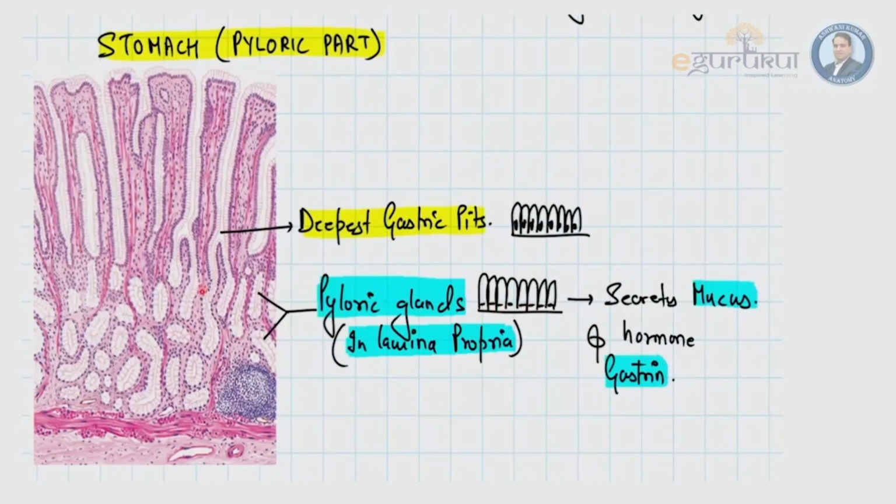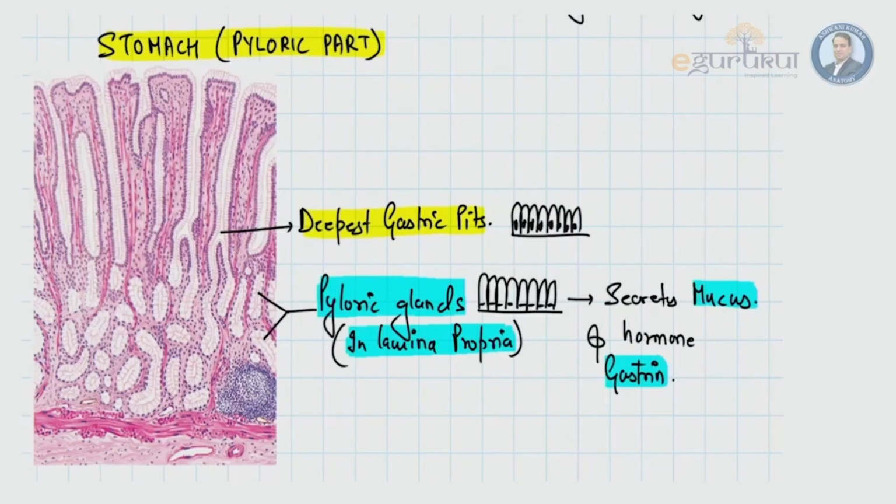Make sure when you look at the pylorus of the stomach, look for the gastric pit, number one. And number two, make sure you differentiate between the lining of the gastric pit and the pyloric gland. Both have columnar epithelium, but in the pyloric gland, this columnar epithelium has flat and basal nuclei, which secrete mucus and some hormone like gastrin.